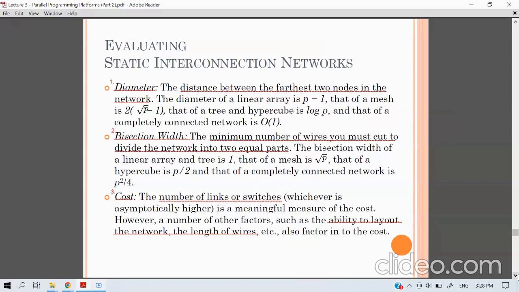The second one is bisection width, the minimum number of wires that you must cut to divide the network into two equal parts. And the third is cost, the number of links or switches. How many links or switches do we need to use to make the connections between the nodes?